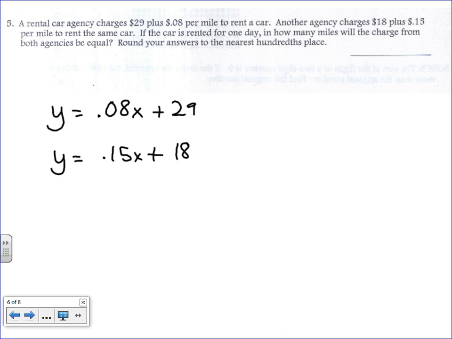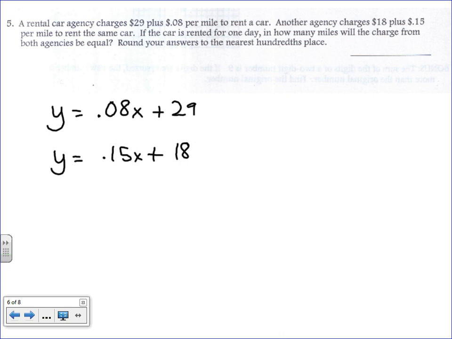This would be kind of good if you could remember last year and tell me what property it is that tells me this. If y equals 0.08x plus 29 and another y equals 0.15x plus 18, then we can set those two things equal to each other. And that was a property from last year. Does anybody remember that one?